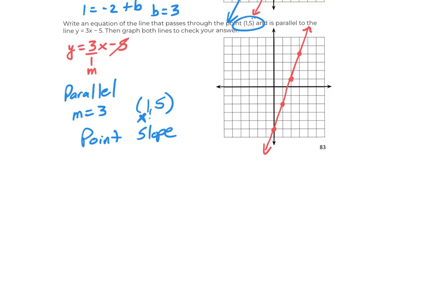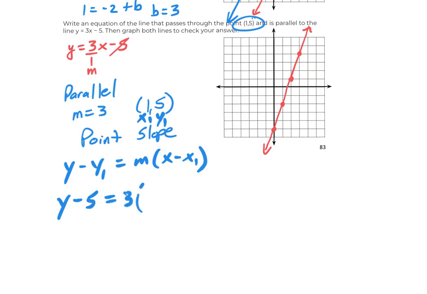The one big difference here is we're going to label this ordered pair as x1, y1 when we do point-slope form, okay? Not just x and y, but x1, y1. Because when we put this in, I'm going to go ahead and rewrite the formula here. I am not going to put anything in for just the regular x and y. They're just going to stay x and y. So I'm going to go y minus y1. Well, y1 is really 5. So y minus 5 equals my slope, which is 3, times x minus 1.